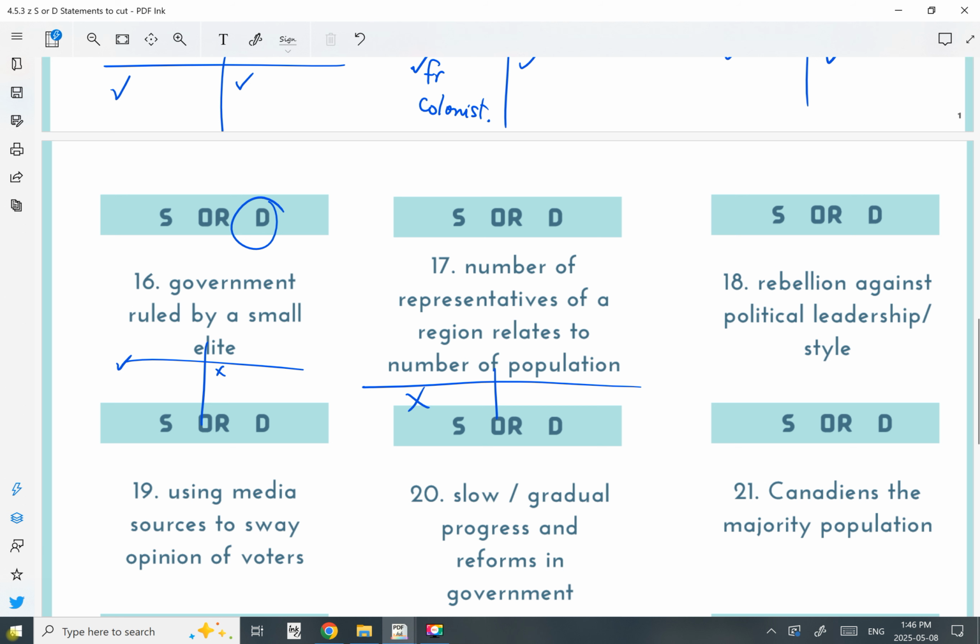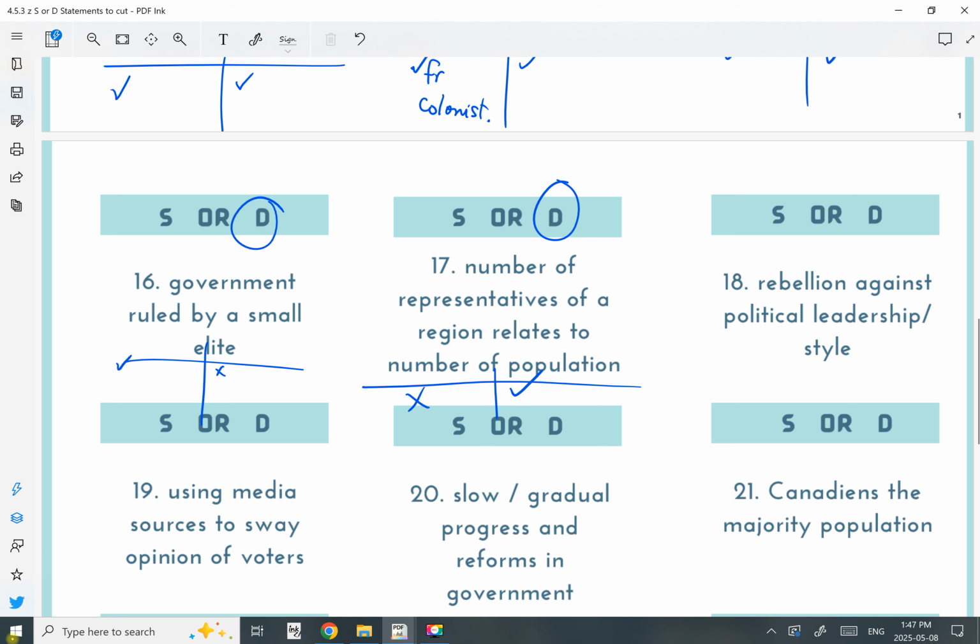Number of representatives of a region relates to the number of the population. So it didn't in the past. Remember I said there were more people living in the French territory, but they gave them equal numbers of politicians for their votes. So that was not the case in the past, but is it the case today? Once too many people are populating an MP's riding, they split the riding. The idea is that you have a number of MPs, 300 and some, that represent groups of people, but it's a fairly even balance of how many people each representative looks after, right? So that's the case today.